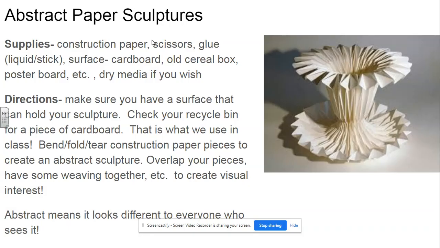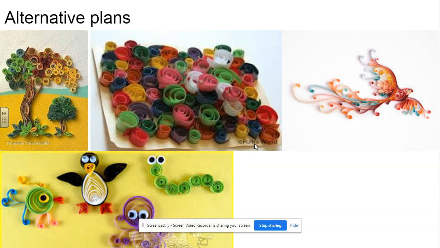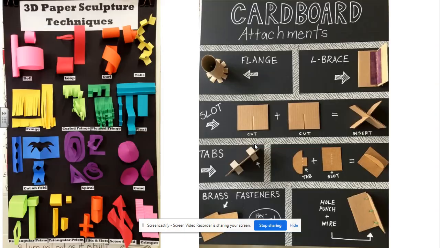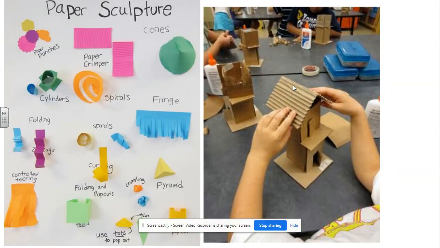You can make just an abstract paper sculpture. All you would need is paper, different types of paper. Most of these are construction paper, but if you guys have pieces of magazine at home or cardstock or any kind of paper that you can find would work. Here are some techniques. So if you want to roll it, loop it, curl it, etc. This is for cardboard. I've included another video about cardboard sculpture if that's an option that you want to do. Here's some more for paper sculptures, and there's one for cardboard as well.